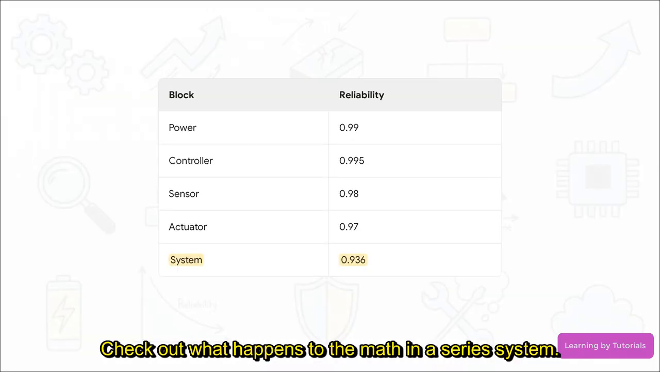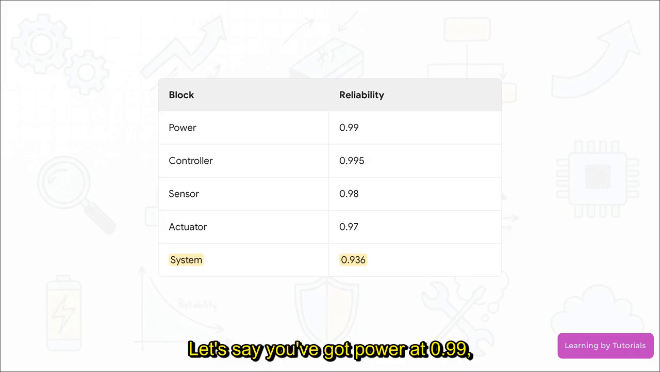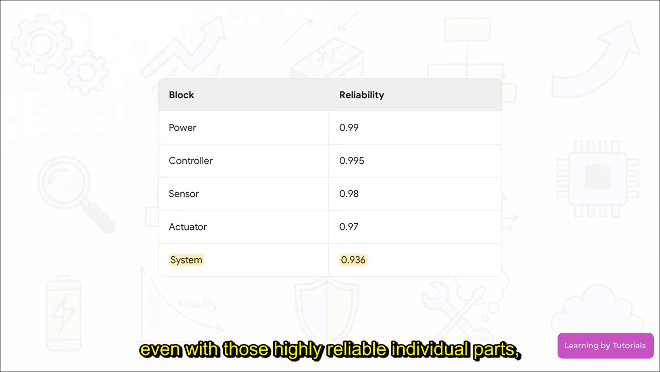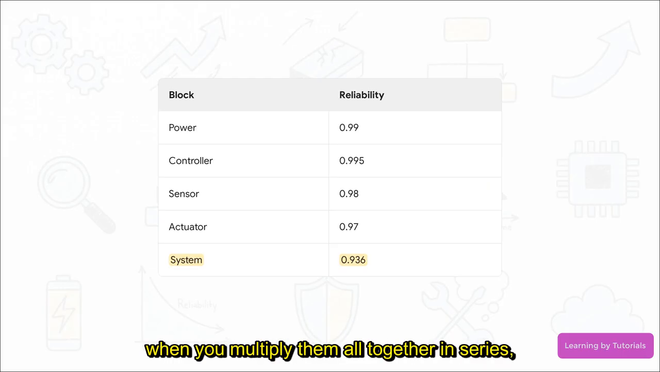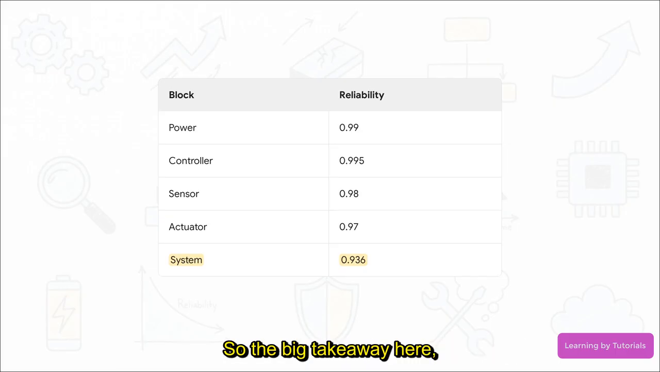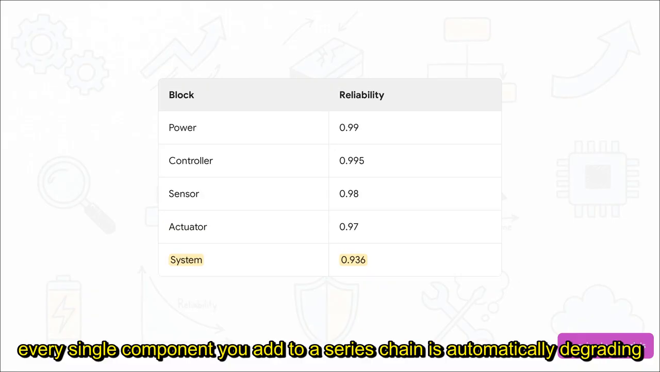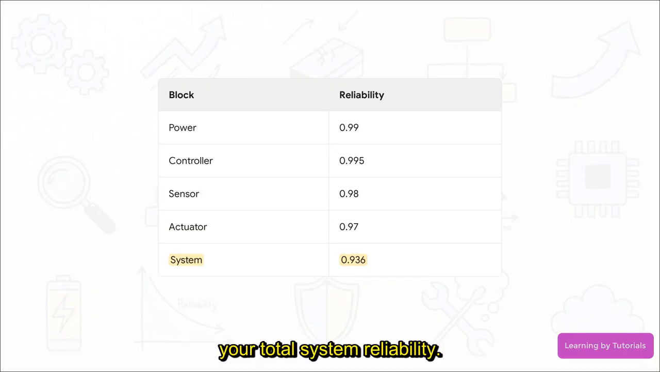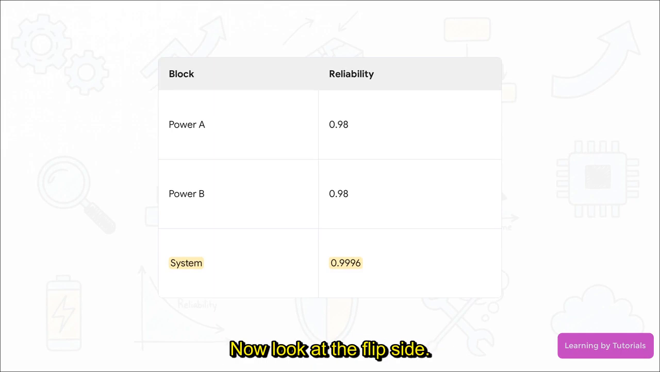Check out what happens to the math in a series system. Let's say you've got power at 0.99, a controller at 0.995, a sensor at 0.98, and an actuator at 0.97. Even with those highly reliable individual parts, when you multiply them all together in series, your overall system reliability drops down to 0.936. So the big takeaway here: every single component you add to a series chain is automatically degrading your total system reliability. Now look at the flip side.